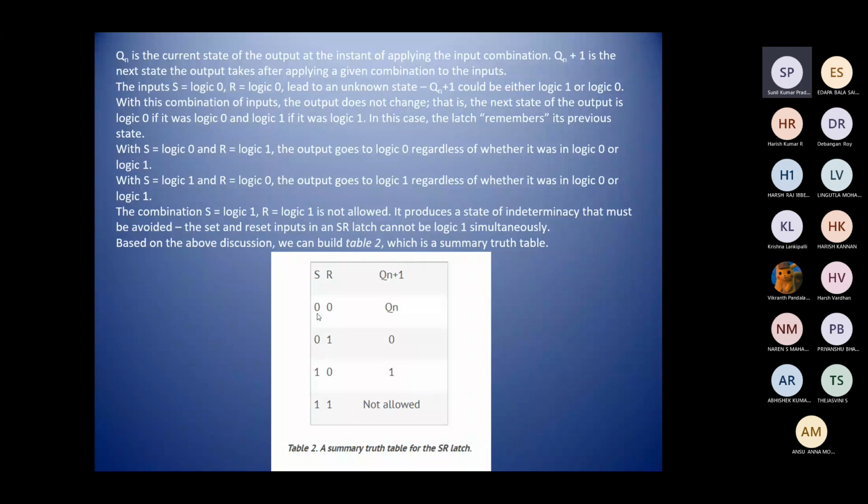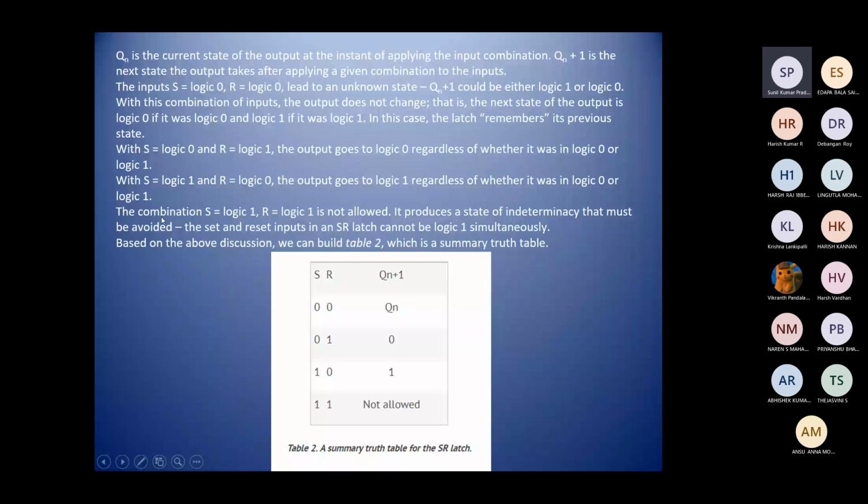Similarly, with S equal to logic 0 and R equal to logic 1, the output goes to logic 0, regardless of whether it was logic 0 or logic 1. So this is for the combination S equal to logic 0 and R equal to logic 1. So the output goes to logic 0, whether it was logic 0 or logic 1. Similarly, with S equal to logic 1 and R equal to logic 0, the output goes to logic 1, regardless of whether it was logic 0 or logic 1.